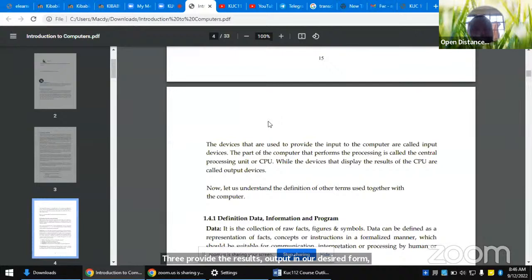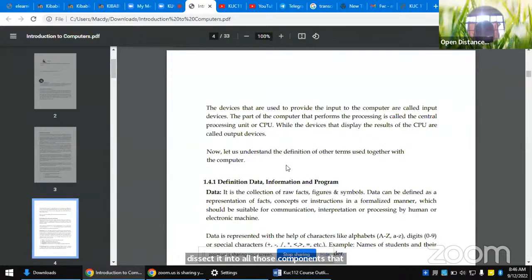So the devices that are used to provide the input to the computer are called input devices. So anything that brings input into the computer is an input device. So the part of the computer that performs the processing is called the central processing unit, the CPU. When we are handling the hardware, we are going to look at this section very thoroughly so that we can dissect it into all those components that are under the CPU.